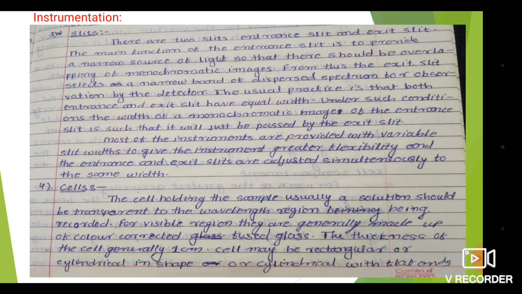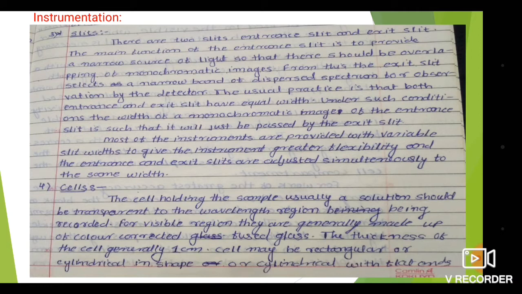Most of the instruments are provided with variable slit widths to give the instrument greater flexibility, and the entrance and exit slits are adjusted simultaneously to the same width. So the widths of the exit and entrance slits are simultaneously adjusted to the same width.